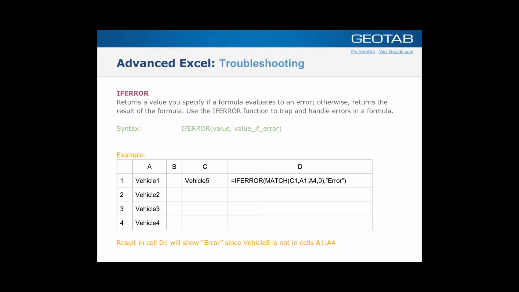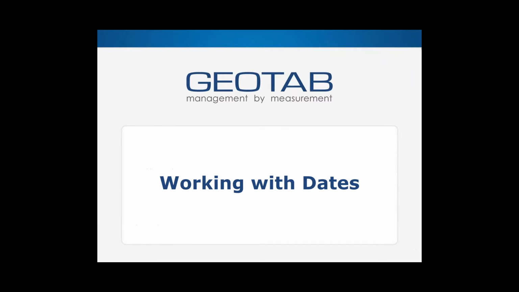I've just done a simple MATCH formula. I'm saying match, and I want to match C1 in cells A1 to A4, and the 0 meaning an exact match, if you recall from the INDEX MATCH that we went through before. So basically, I want to know if there's a match, but if there isn't a match, then I want it to display error. Okay, so let's hop on over to dates.